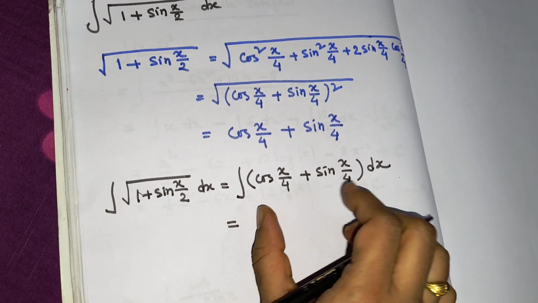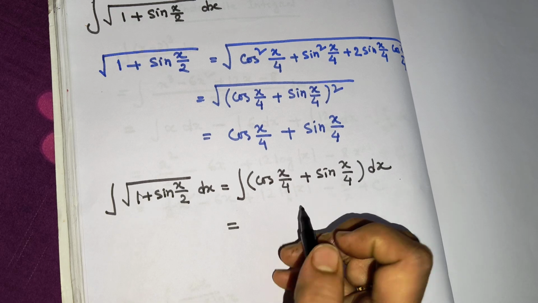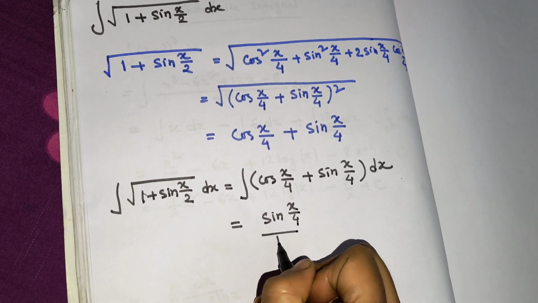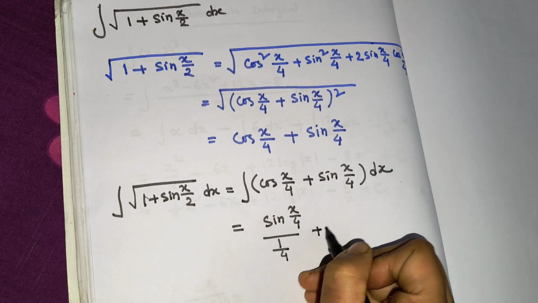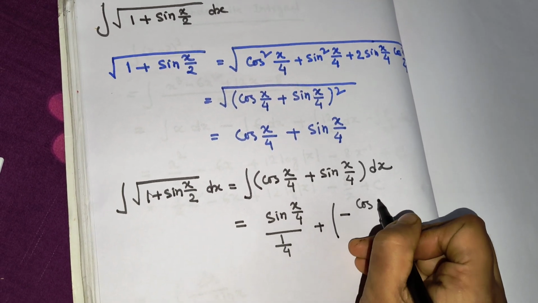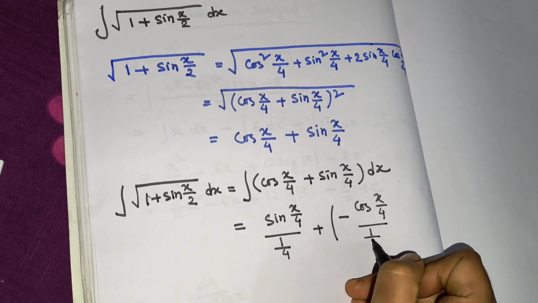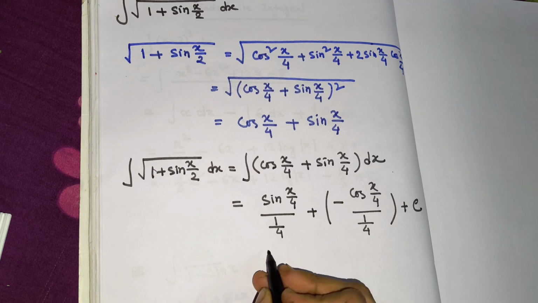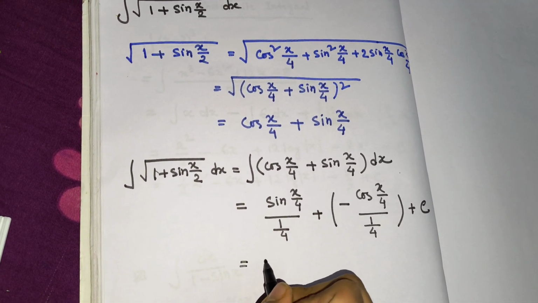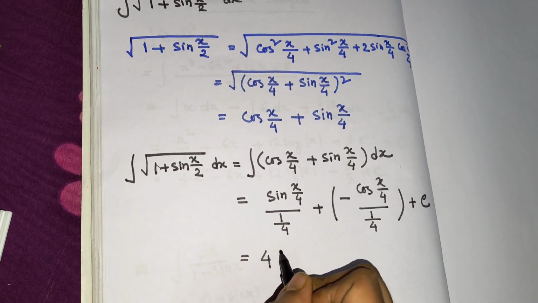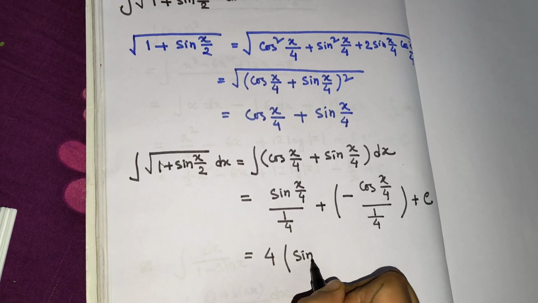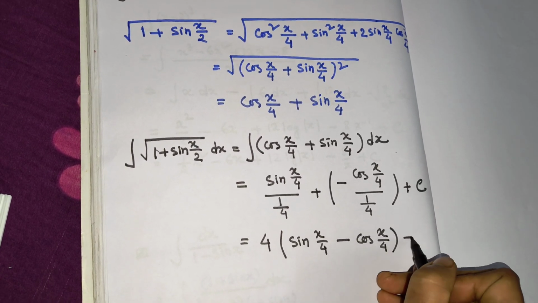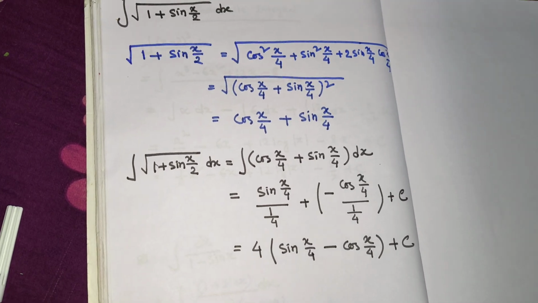Now we apply the formula on both parts of this equation and we get sin of x by 4 divided by 1 by 4 minus cos of x by 4 divided by 1 by 4 plus c, where c is the integrating constant. So in the next line we get the conclusion of this equation: 4 into sin of x by 4 minus cos of x by 4 plus c. Here is the result of this equation.